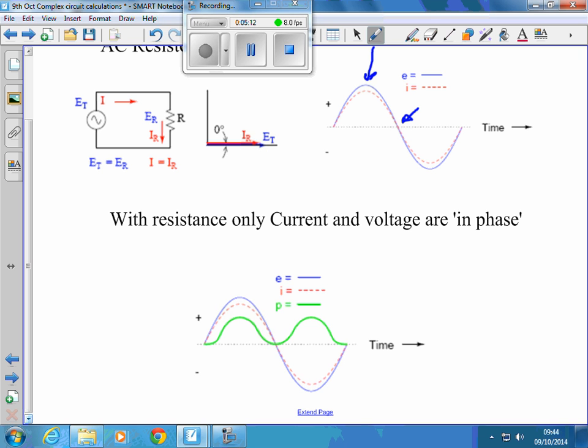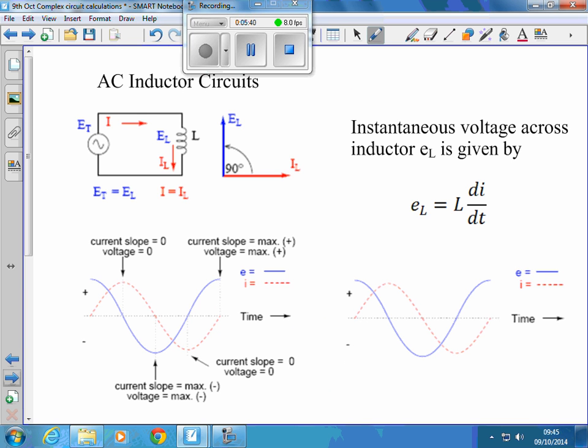So resistive circuits, you can really just deal with them like you would a DC circuit, because there's no reactive component. Voltage and current are in phase. Ohm's law, Kirchhoff's laws, etc. apply, and you can just deal with it as though it was a DC circuit. The complication comes when we add some kind of reactive component to the circuit.